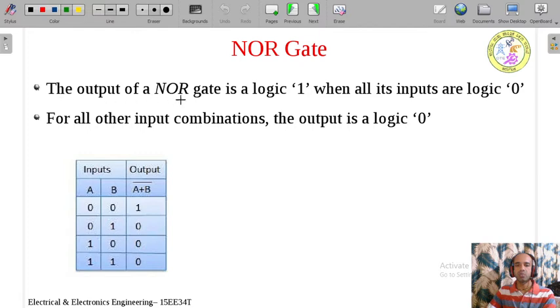So here it is given, the output of the NOR gate is 1 when all of its inputs are 0. Only if both inputs are 0 0 the output is 1, for everything else the output is 0. Again, how to remember this table? Don't remember this table, you remember the OR gate table.